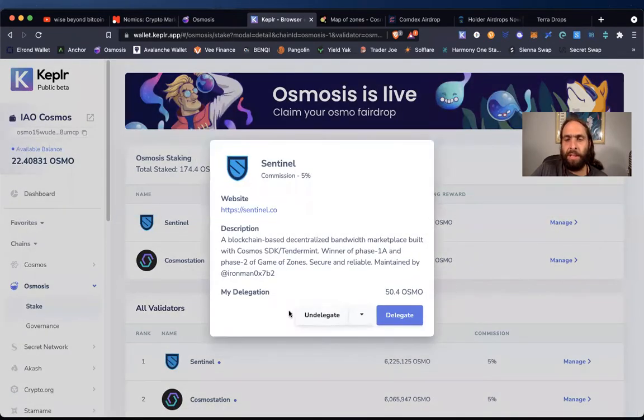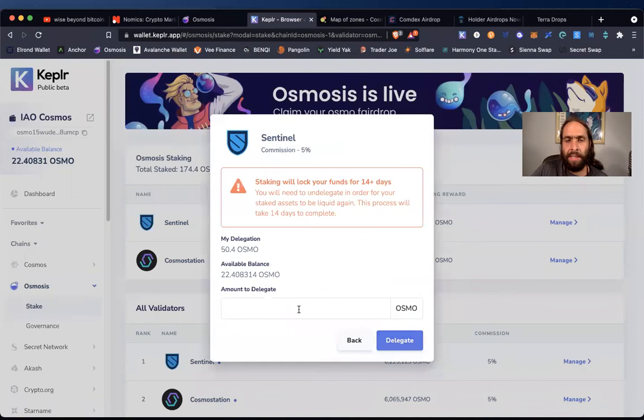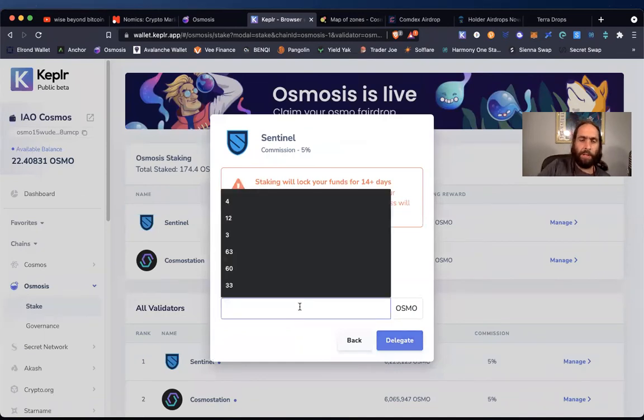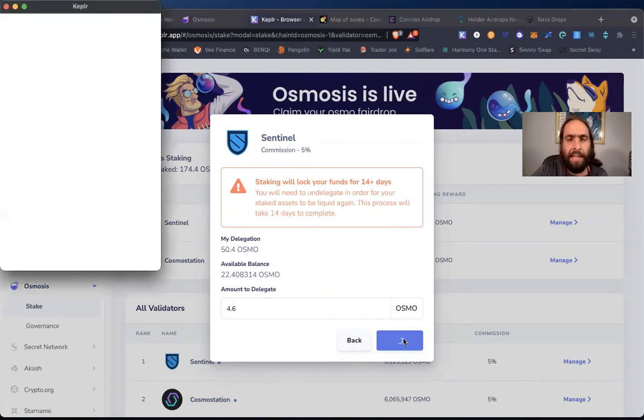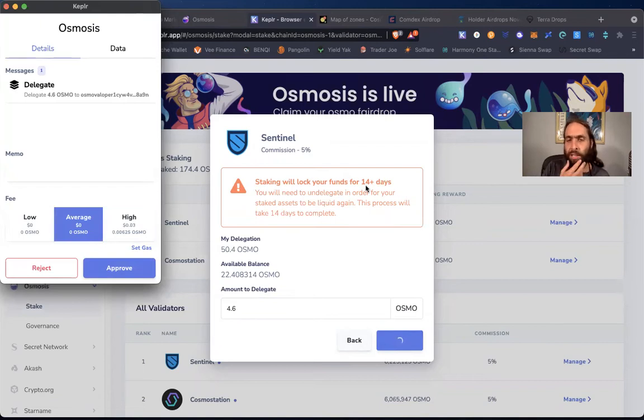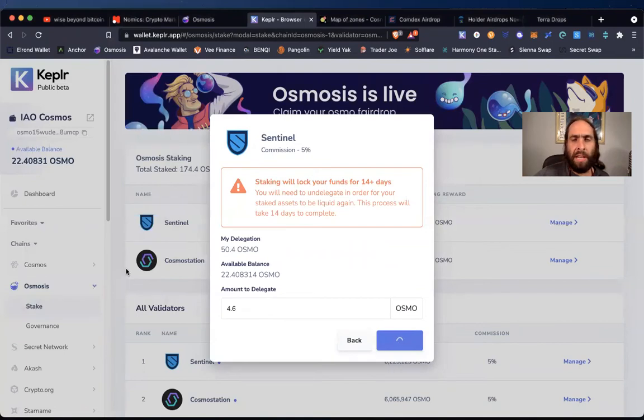I click manage, undelegate. Let's click delegate. And I said, we'll do 4.4. So let's try 4. Oh, no, I should say 4.6, pardon me. Delegate. And we will try. Staking will lock your funds for 14 days. So when you want access to those Osmo tokens that you're earning staking rewards on, I call it interest, it functions similar. When that time comes, it takes 2 weeks to have access again.